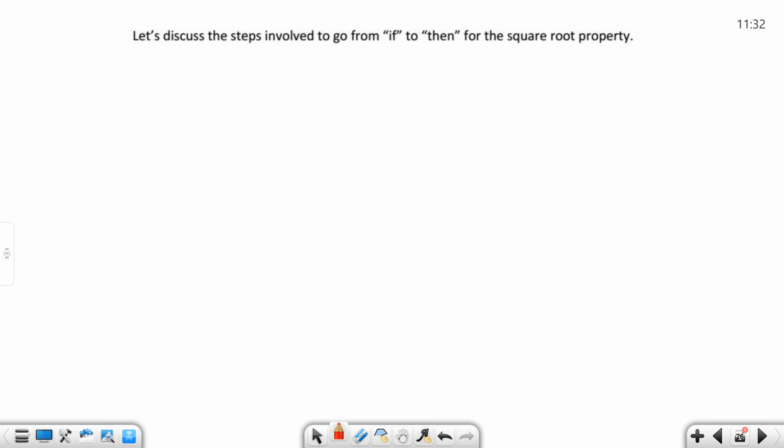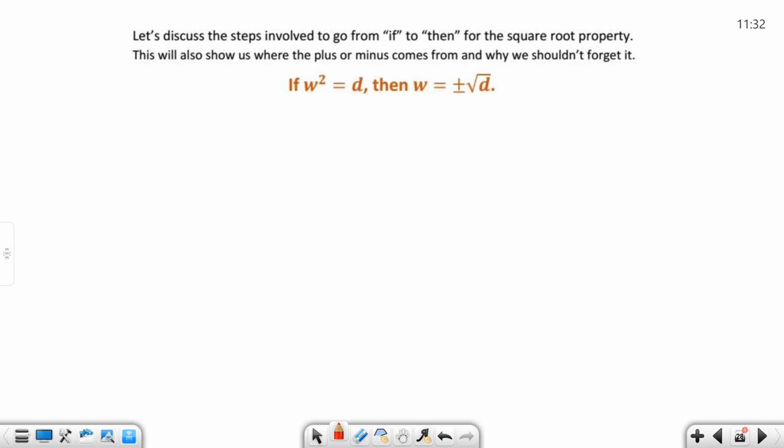So let's discuss the steps involved to go from if to then for the square root property, okay? This will also show us where the plus or minus comes from and why we shouldn't forget it. To go from the if to the then, how do we get there? If w squared equals d, then w equals plus or minus the square root of d. So let's start with the if. To begin, let's start with if w squared equals d. Take the square root of both sides.